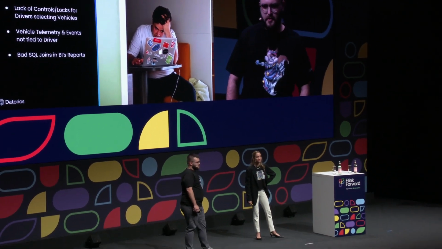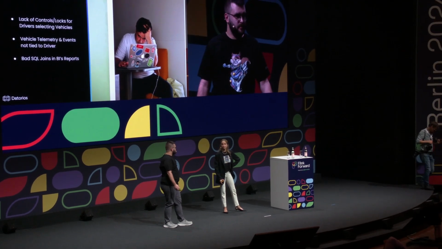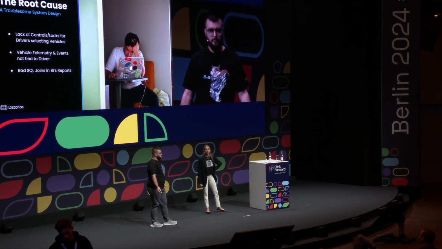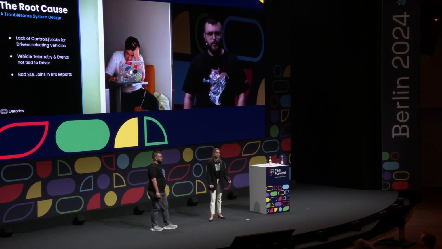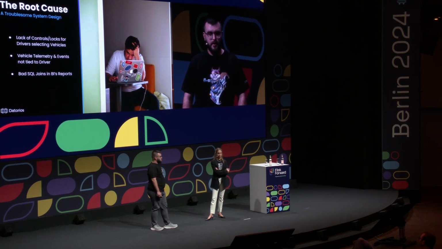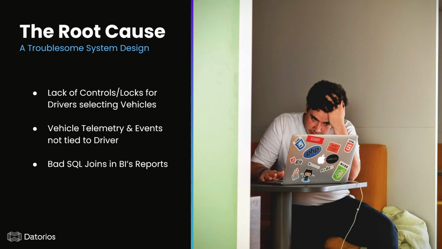OK, so what was the root cause? Who was to blame? In the end, it was actually a troublesome system design. Isn't it always? The problem lies in how we tie vehicles to a user. Vehicle telemetry is used to form together vehicle events. But as I said, every morning before a driver goes out, they have to select which vehicle they're taking. There's actually no locks or controls to prevent two different drivers from selecting the same vehicle. So when the app sends vehicle telemetry back to the API, two vehicles could be reported as one, and that's bad.